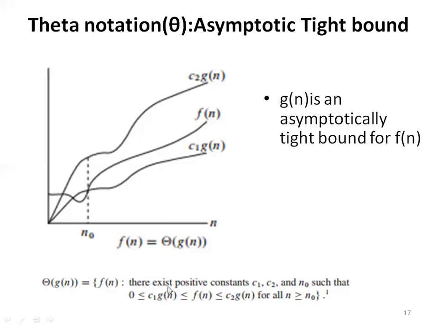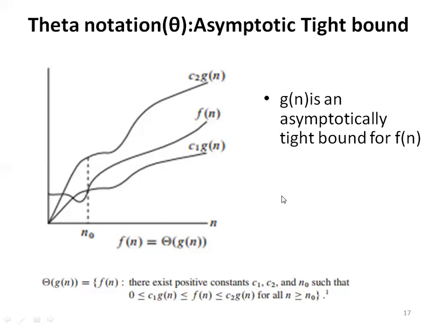We can write f(n) equals theta of g(n) if this condition satisfies. The condition is that there exist positive constants c1, c2 and n0 such that 0 less than or equal to c1 into g(n) less than or equal to f(n) less than or equal to c2 into g(n) for all n greater than or equal to n0. If this condition satisfies, then we can say that f(n) equals theta of g(n). And remember, this theta of g(n) is actually a class of functions. It is not a single value. Similarly, in other cases, like when we say f(n) equals big O of g(n) or big omega of g(n), it is a class of functions. That's not a single value. So this is your theta notation. It is asymptotic tight bound.